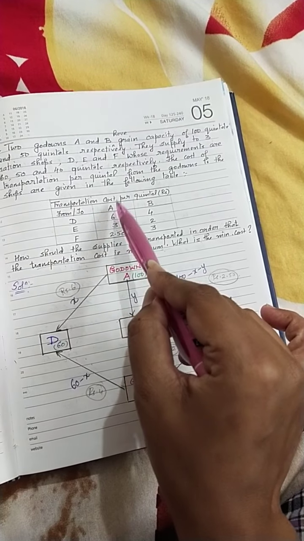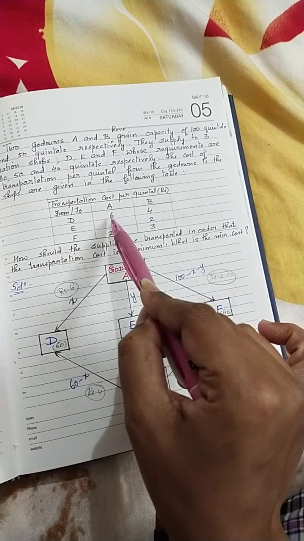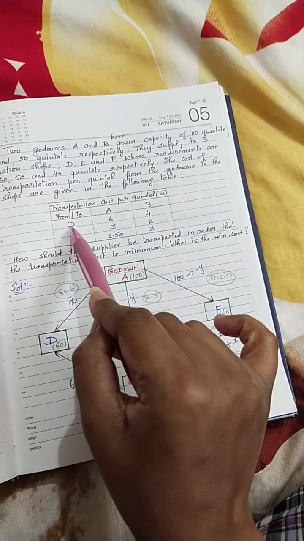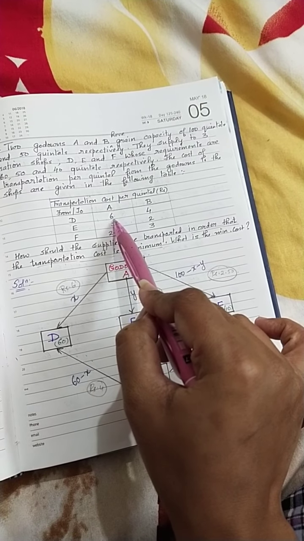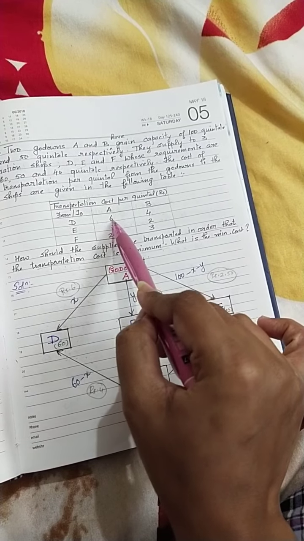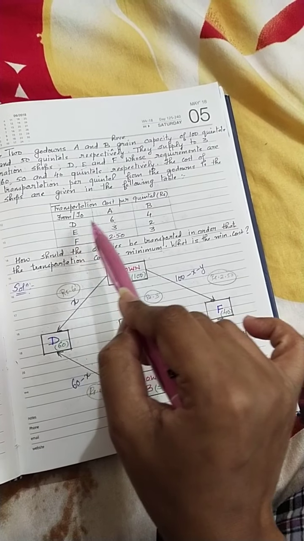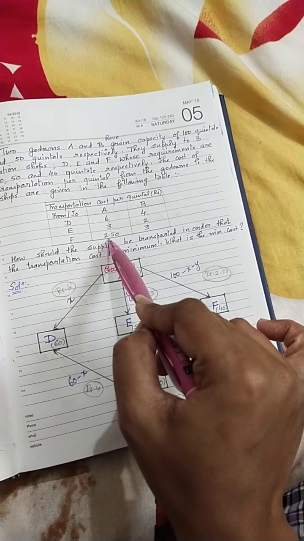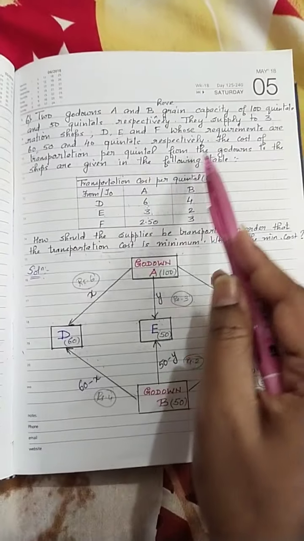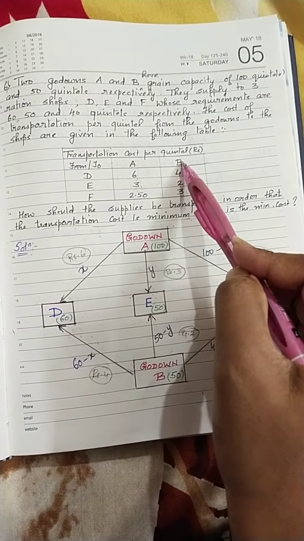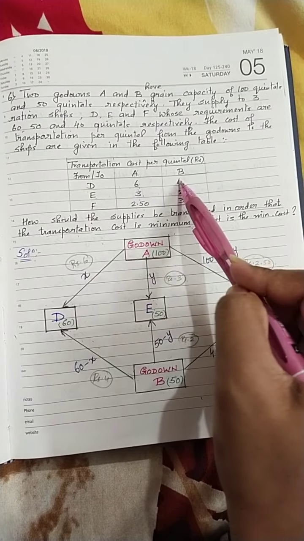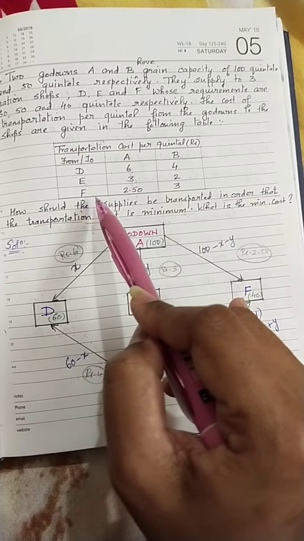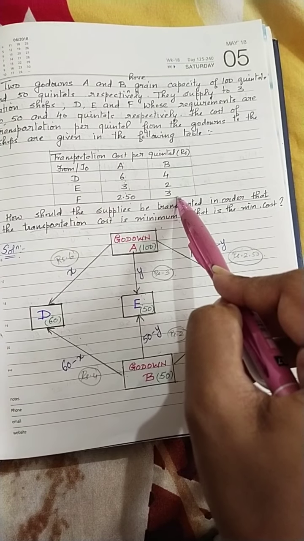This is godown A. From godown A to shop D, the transportation charge is rupees 6 per quintal. From A to E, the cost is rupees 3 per quintal, and from A to F the cost is 2 rupees 50 paise. Similarly, from godown B to D the cost is 4 rupees, from B to E the cost is 2 rupees, and from B to F the cost is 3 rupees per quintal.